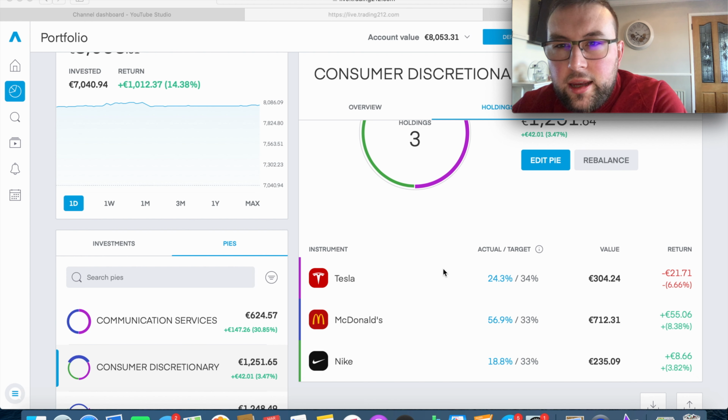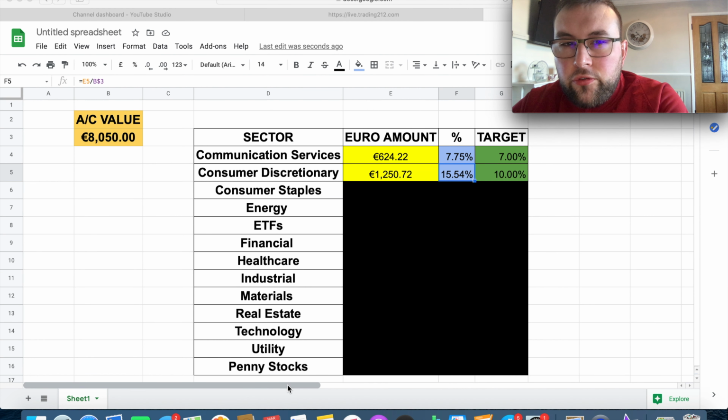However, the third company here, Tesla, is down about 6.6% at the moment. Now, this was down about 20 or so percent only a few weeks back, so I'm happy that it's recovering somewhat. This €1,250 or so equates to about 15.5% of my overall capital, and we can see on the right that my target is about 10% or so.